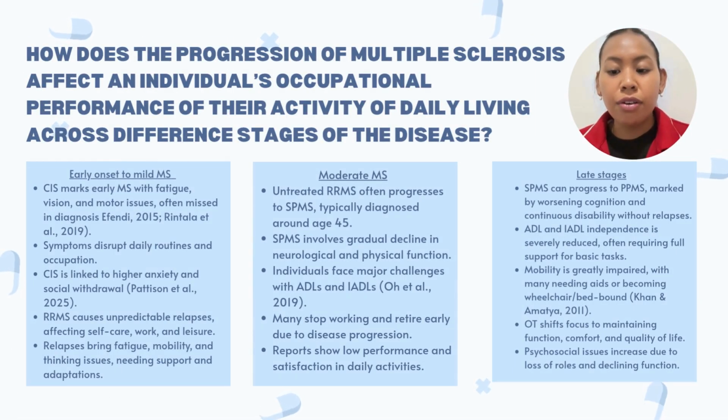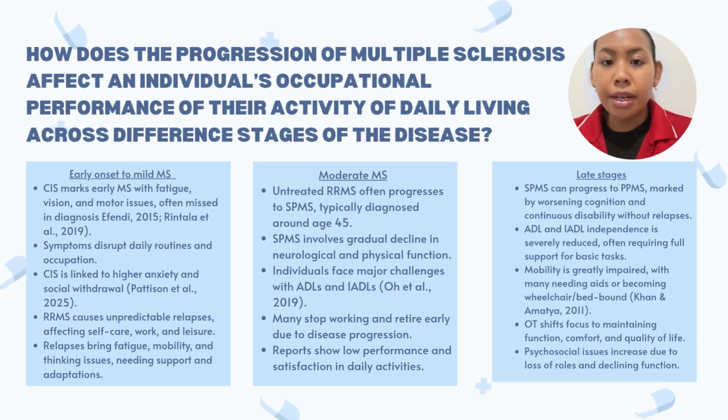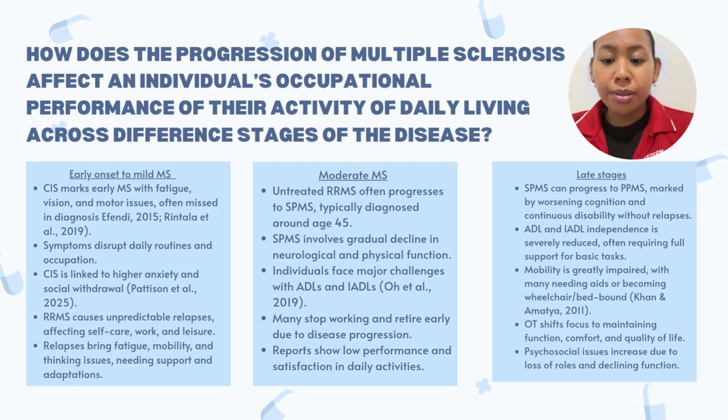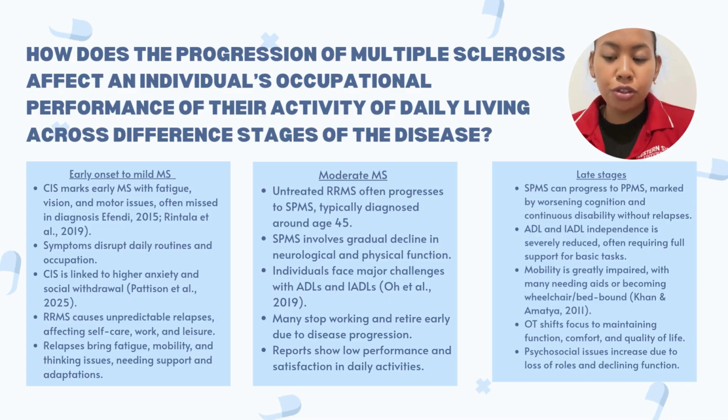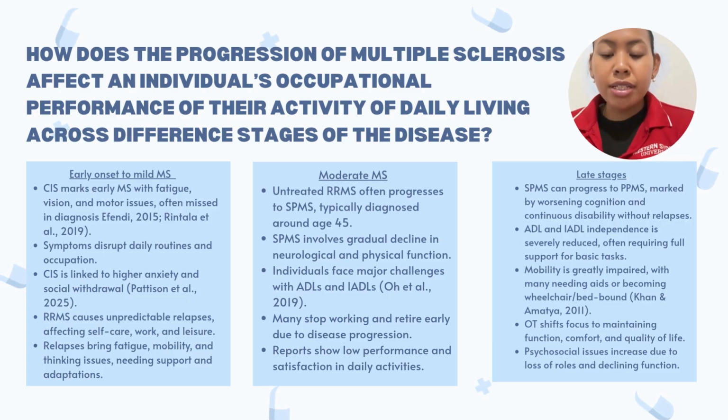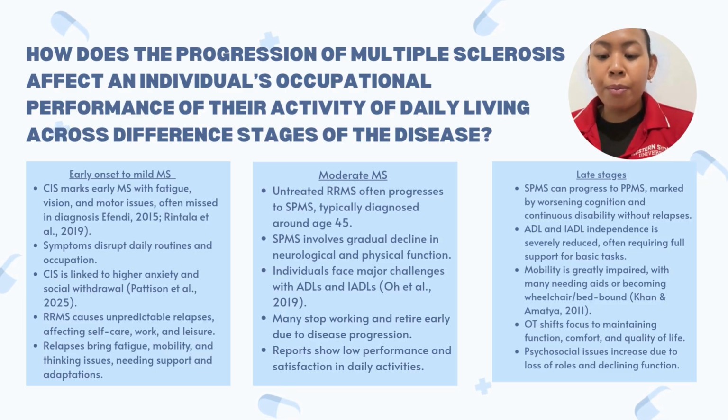There are multiple stages of MS. As previously mentioned, MS can begin in young adulthood as clinically isolated syndrome. Early symptoms include fatigue and vision problems, and often disrupt daily routine and social participation. Individuals in this stage often experience anxiety and depression due to stigma, which limits social and occupational engagement. As MS progresses to relapsing remitting MS, unpredictable relapse affects cognitive and mobility function, resulting in a reduction of occupational performance in all ADL tasks such as dressing or cooking.